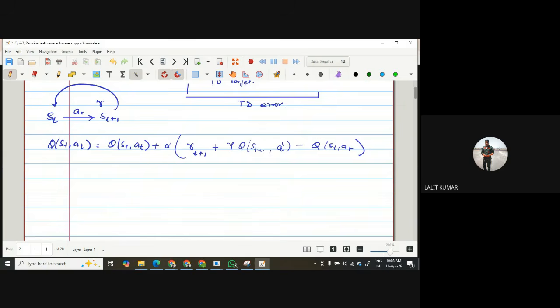Now what happens? I go from S_t, I take action A_t, I go to S_{t+1}, I get a reward R. When I take this step, then epsilon-greedily I choose an action A prime. Before the update, I reach here and fix A prime epsilon-greedily. And now in the next step, I will select S_{t+1} and A prime. Is that clear? Anybody, any doubt in this?